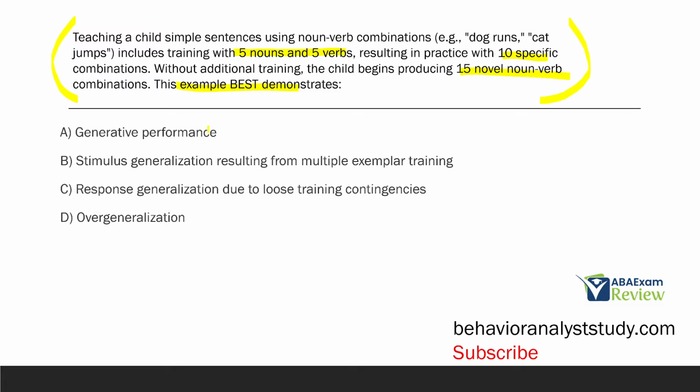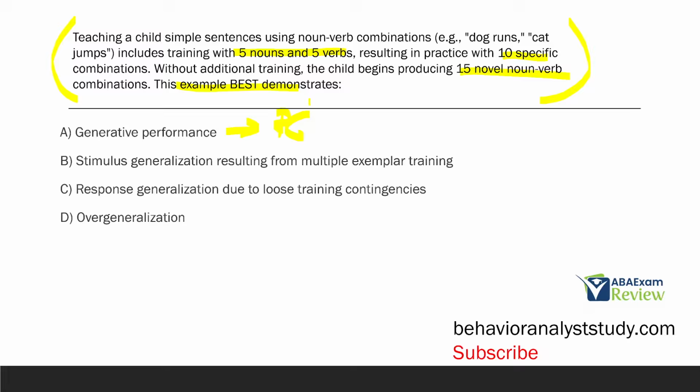A, generative performance. When you think of generative performance, think of response generalization, okay? It's essentially saying the same thing, where through learning and teaching, the learner can now engage in new responses, even though they were never directly taught those responses. B, stimulus generalization resulting from multiple exemplar training.